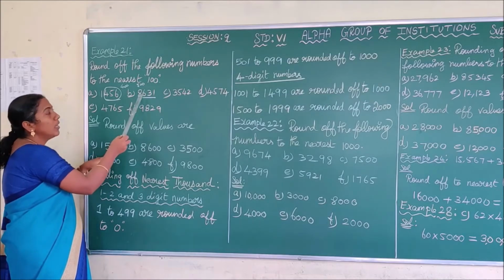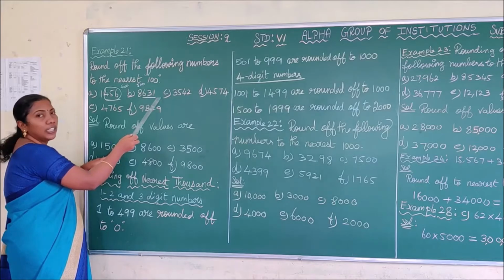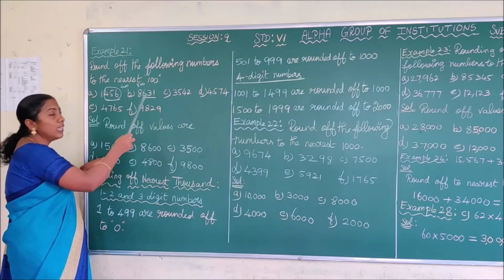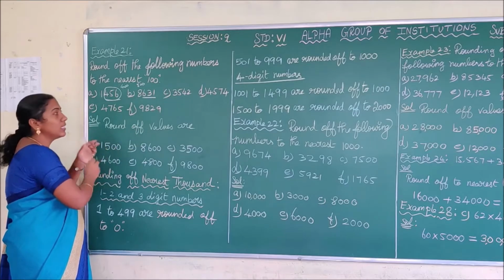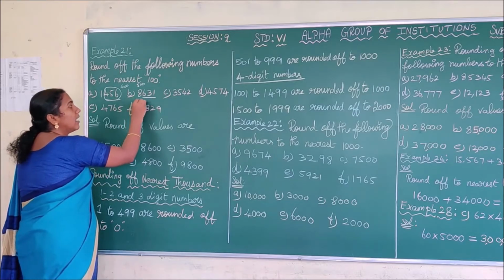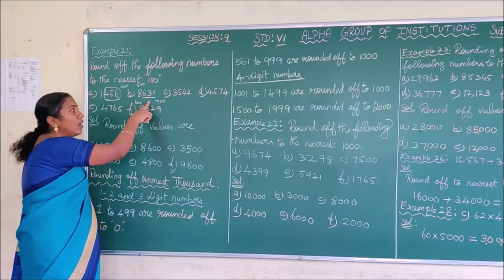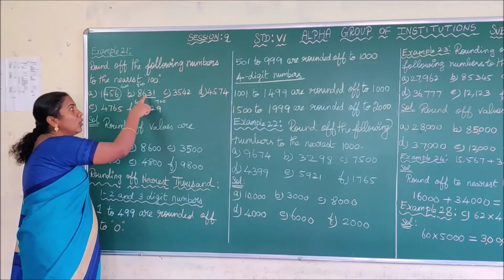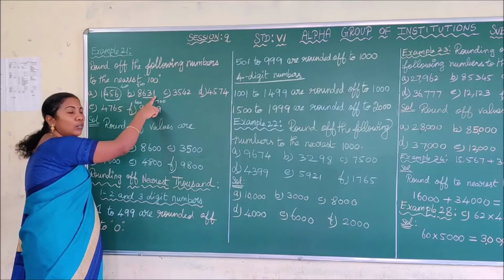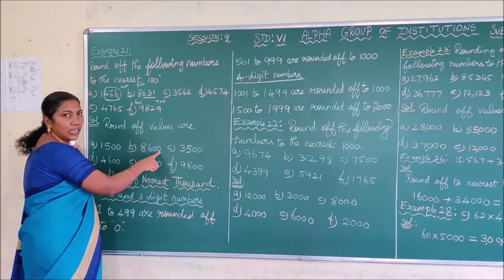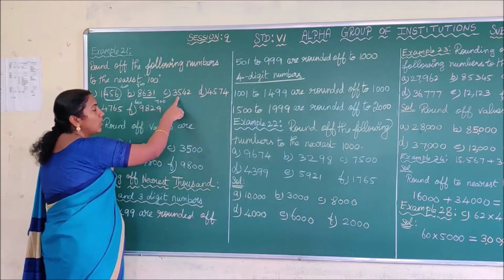See the next sum. 8631. Rounding to 100 means you have to consider 3 digits only. 631 lies between 600 and 700. Before 650 are rounded up to 600. So 631 is rounded up to 600. So your answer is 8600. Clear, children? See the next one.